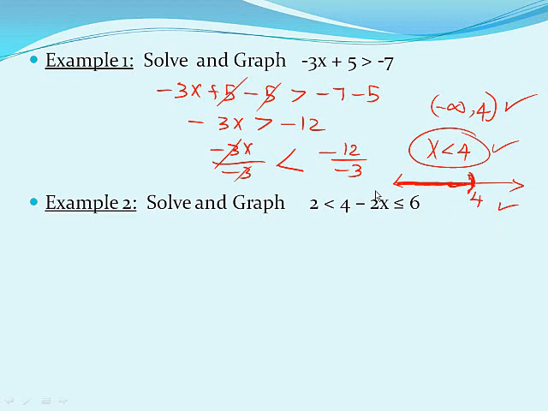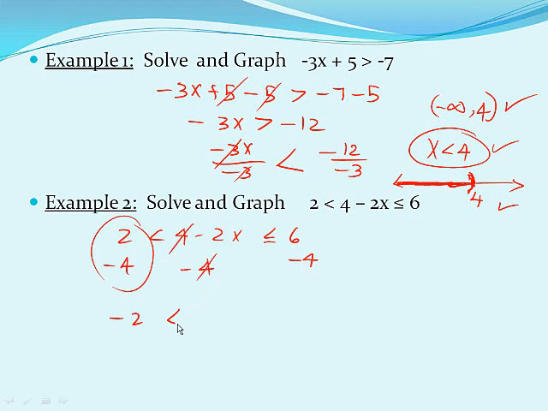Example 2. We have a compound inequality here, 2 < 4 - 2x ≤ 6. We are going to subtract a 4. So -4 comes in here too. So this 2 will be -2. This 4 will be cancelling. So we get -2 < -2x ≤ 2.